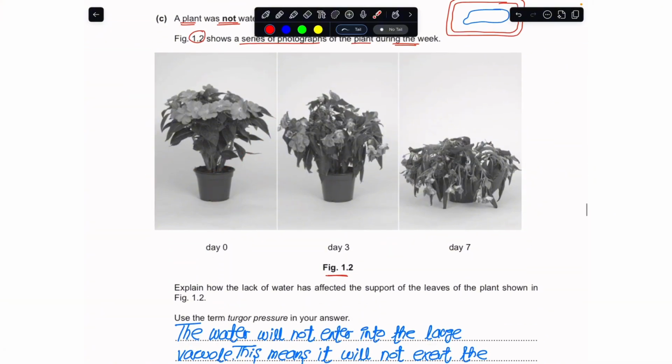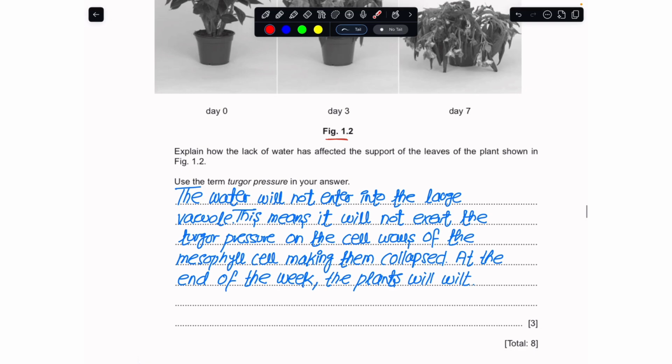Now, if we were to go to the question for a total of 3 marks, the examiner is asking that we have to explain how the lack of water has affected the support of the leaves of the plant, shown in figure 1.2, and we are required to use the term turgid pressure in our answer. So the answer is very simple. I have explained it above. You just need to look at the wording that the students were required to write down.